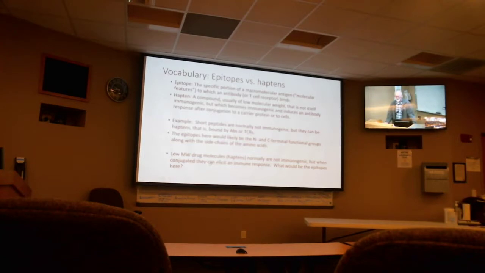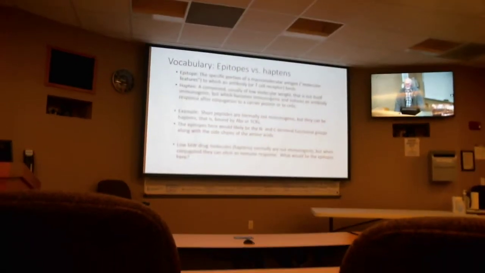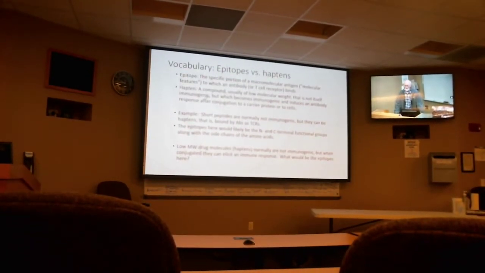All right, so we've got vocabulary. We've talked about the Fab, Fc, heavy chains, light chains. Here's some more vocabulary: epitopes and haptens. What's the difference here? Well, the epitope responds to a particular set of molecular features, like the side chains of amino acids on a polypeptide. That would form an epitope. A hapten, on the other hand, is like a complete compound, usually low molecular weight. So if you give somebody sulfonamide, that would be something that might not elicit an immune response.